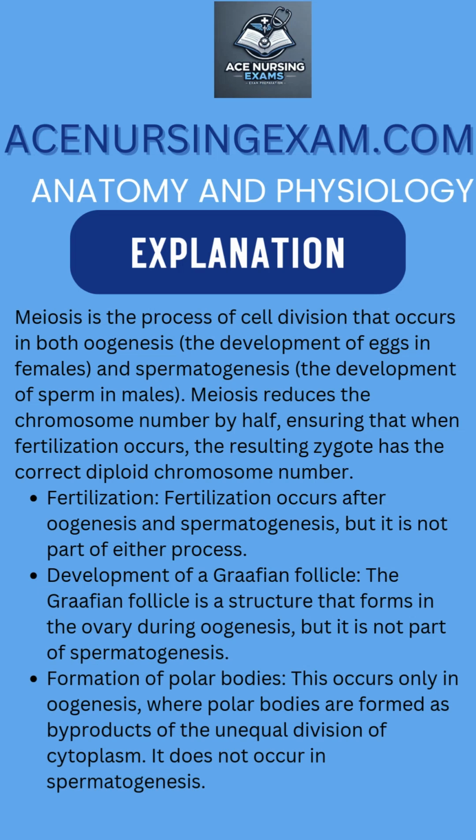Meiosis reduces the chromosome number by half, ensuring that when fertilization occurs, the resulting zygote has the correct diploid chromosome number. Fertilization. Fertilization occurs after oogenesis and spermatogenesis, but it is not part of either process. Development of a Graafian follicle. The Graafian follicle is a structure that forms in the ovary during oogenesis, but it is not part of spermatogenesis. Formation of polar bodies. This occurs only in oogenesis, where polar bodies are formed as byproducts of the unequal division of cytoplasm. It does not occur in spermatogenesis.